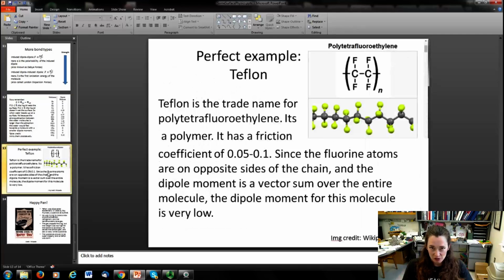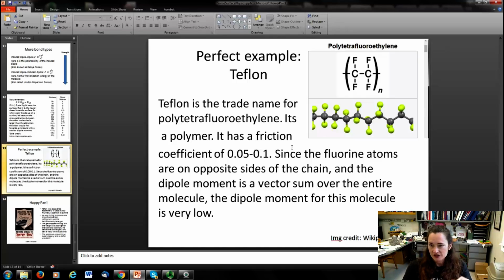Now, a perfect example of what's going on here would be Teflon. We all know Teflon pretty well as a non-stick coating. And if you put water on top of Teflon, it's got a pretty decent contact angle. It beads up nicely, and that angle is relatively large. It also has a low friction coefficient, partly because stuff doesn't like to sit on it, right? And the friction coefficient is 0.05 to like 0.1. It's one of the lowest ones out there.